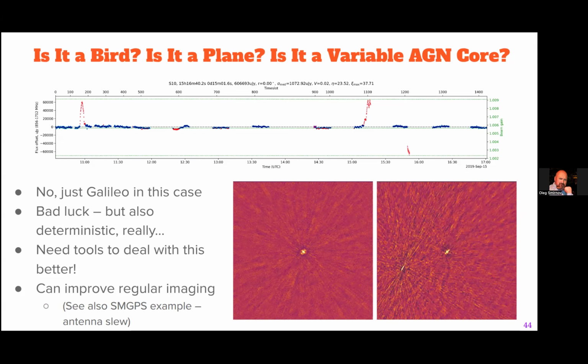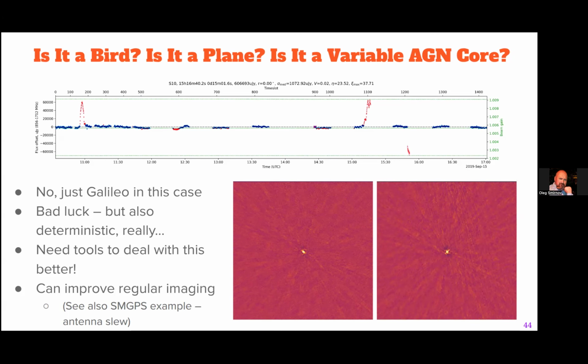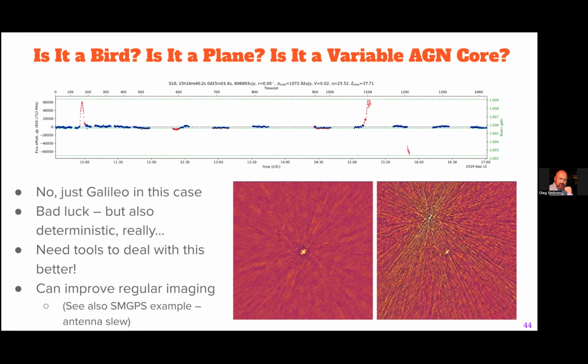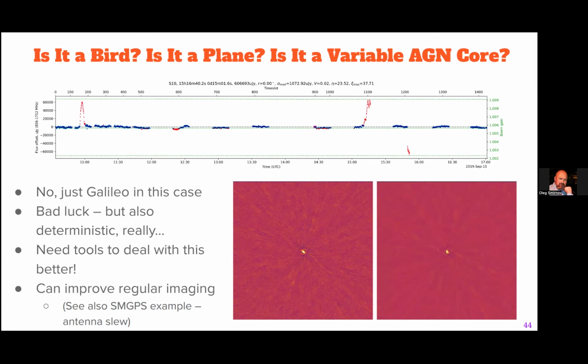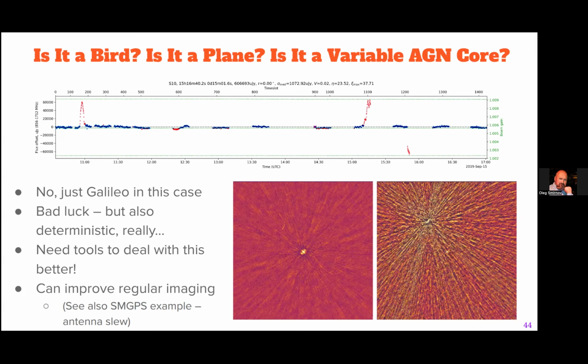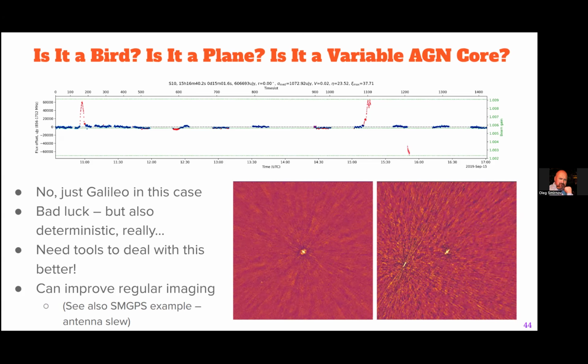so bright it kind of saturates the image. What it's doing is it's completely screwing the calibration solutions during the time that it passes through. And because the AGN is the brightest source in the field, that translates onto the AGN, so that creates an apparent flare in the AGN. It's not flaring, it's the calibration amplitude that's doing that.